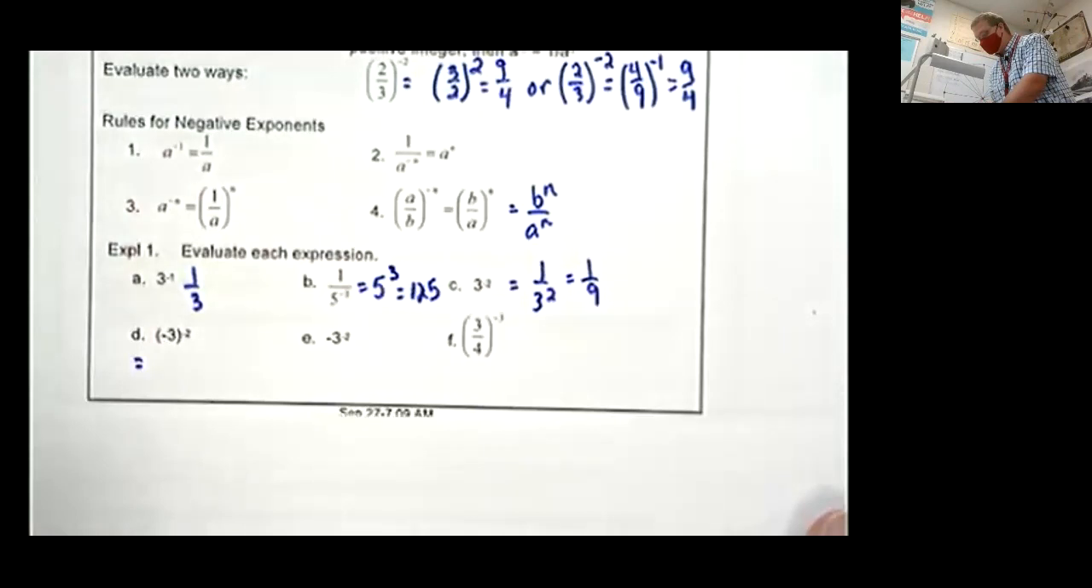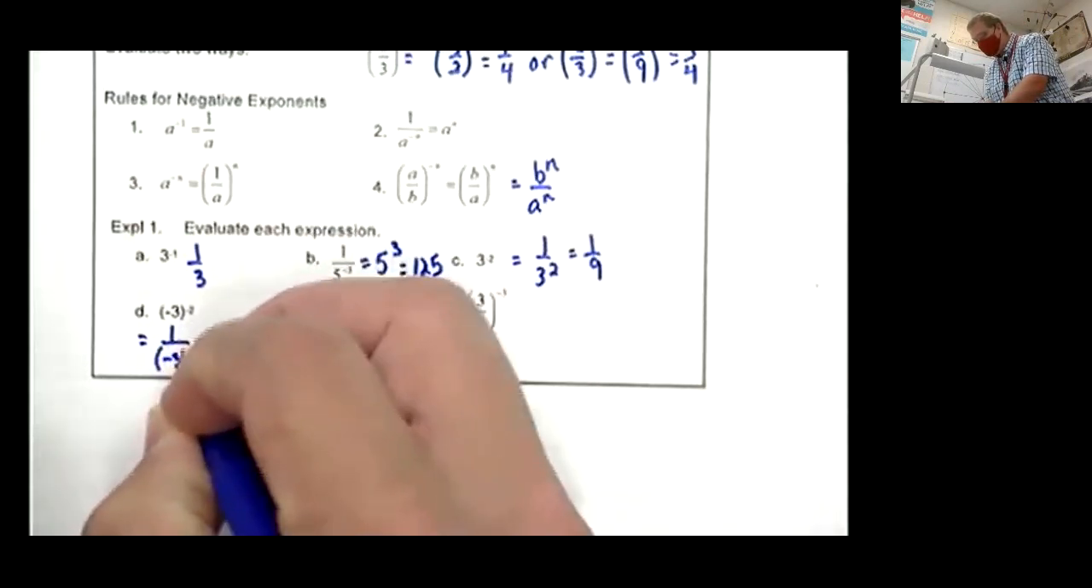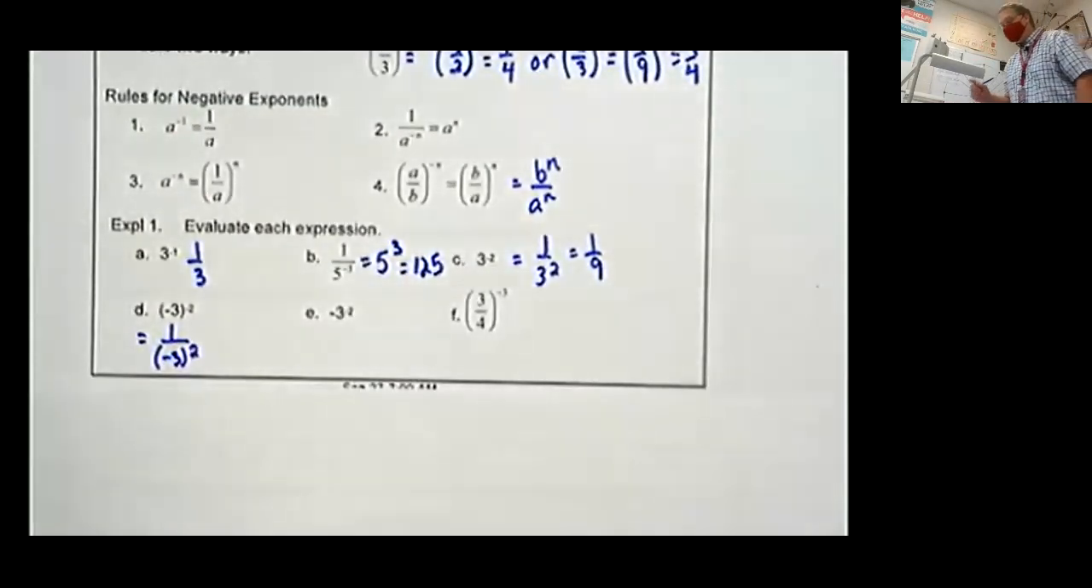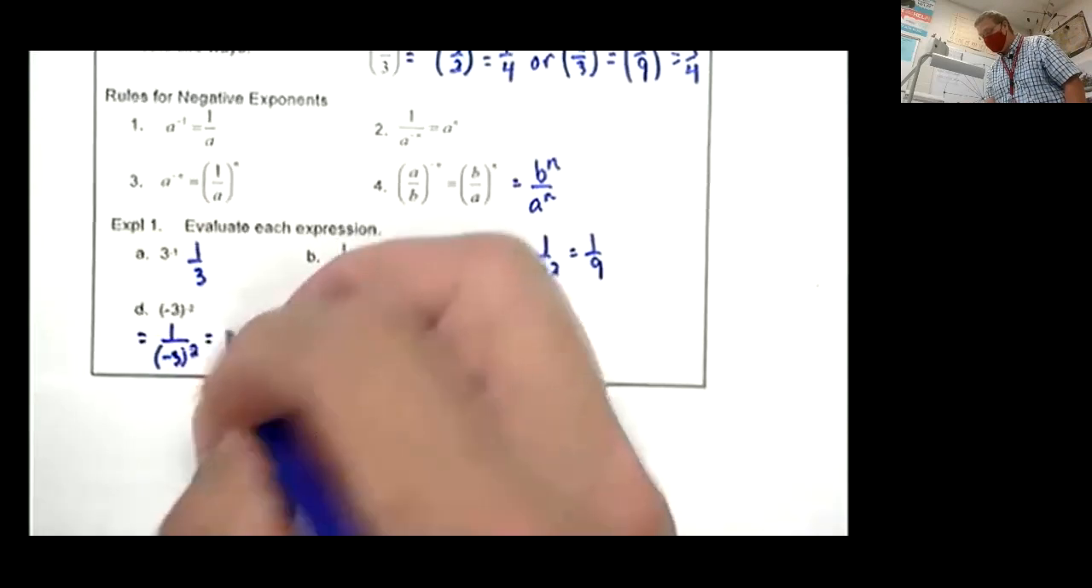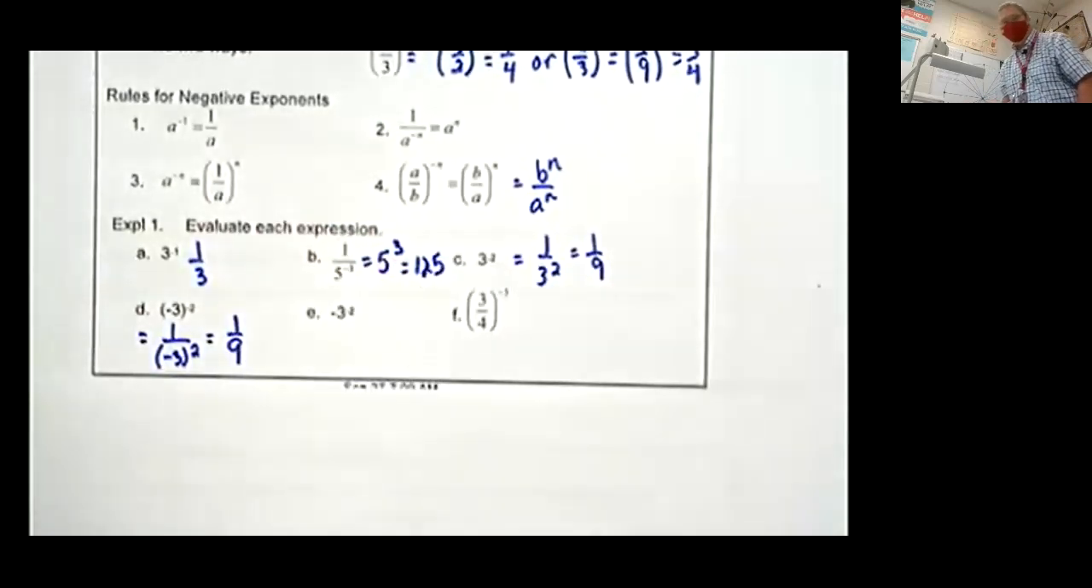The first thing we're going to do is flip this to the denominator. This is 1 over negative 3 quantity squared. Negative 3 quantity squared is negative 3 times negative 3. The negatives have to cancel, so we're left with a positive 1/9. If you type that in your calculator, make sure you type it in the way it looks.